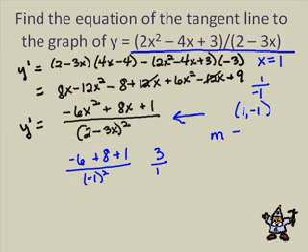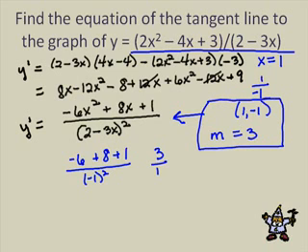So we get a slope of 3. Now we can write the equation of our tangent line with that information. So y is equal to 3x plus b.